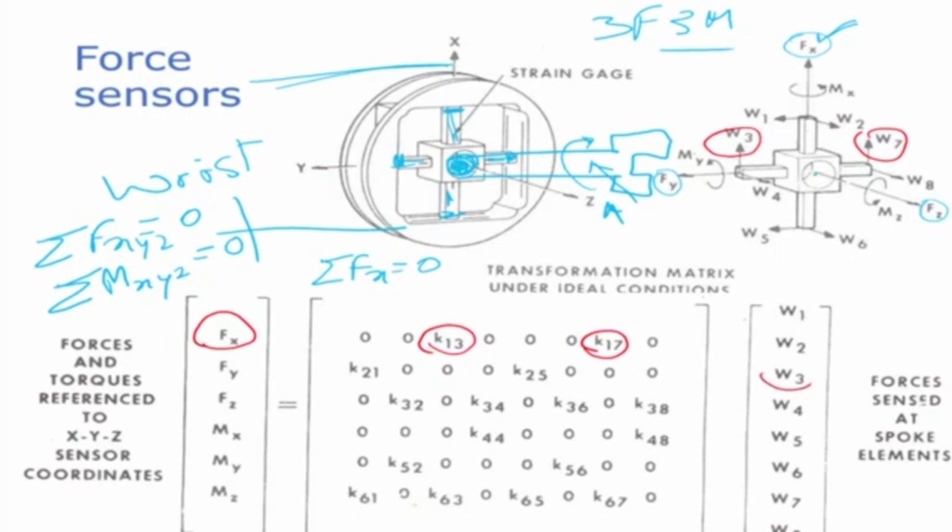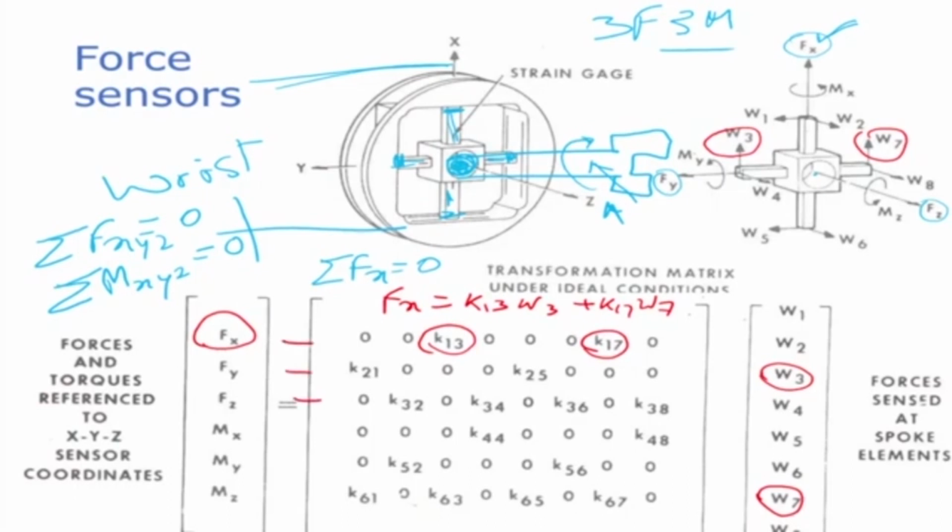So this into W3 and W7. So these are the gains, which is K13 into W3 plus K17 into W7 is equal to Fx. So Fx is equal to K13 into W3 plus K17 into W7. These are the gains of the strain gauge. So if I do this for Fx, Fy, and Fz, I get three force equations.